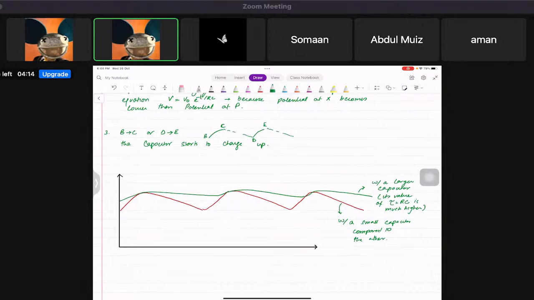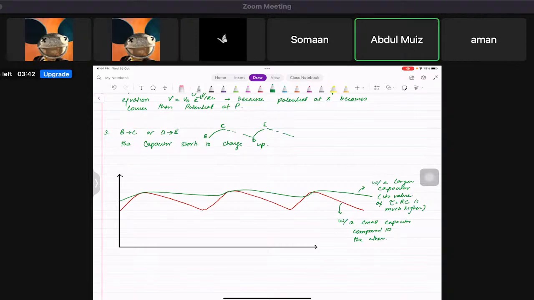Aman and Abdul Moiz Ramin? Sir, is there a way to make the line straight? You can never make it 100% straight, but you can make it very close to a straight line by putting larger and larger value of capacitor. Do you understand?